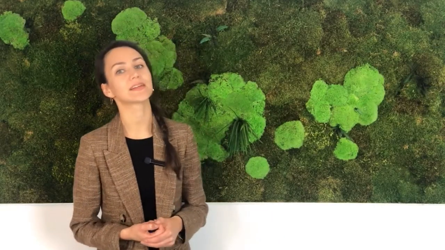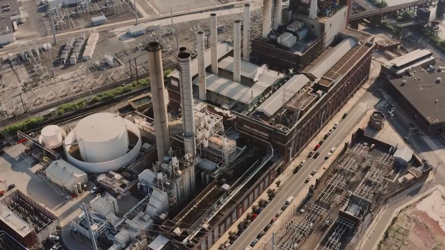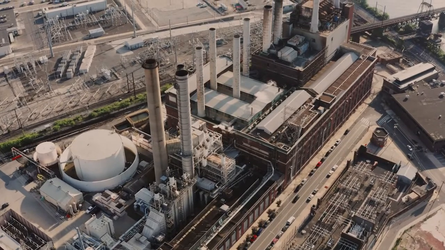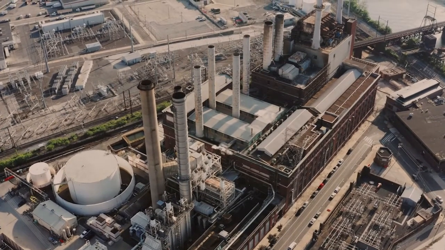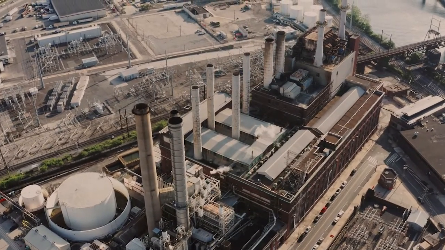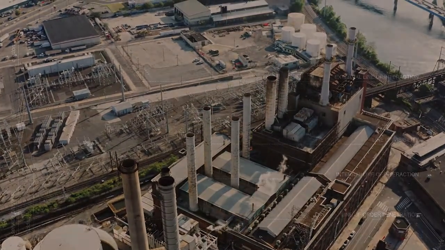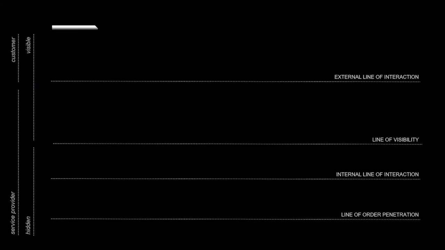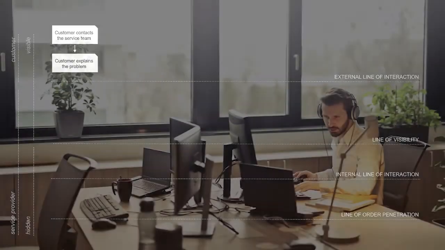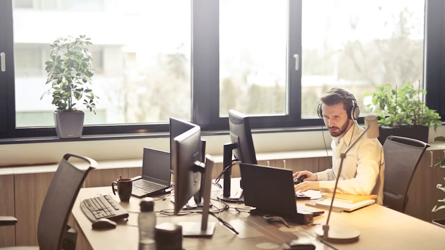Let us look at an example, a repair service. Let us assume we manufacture industrial equipment and sell maintenance contracts for this equipment. One of our clients has a failure in his equipment and requires a repair service. On the upper level, we place customer activities. In our process, our customer calls our service department and explains that a machine is not working.